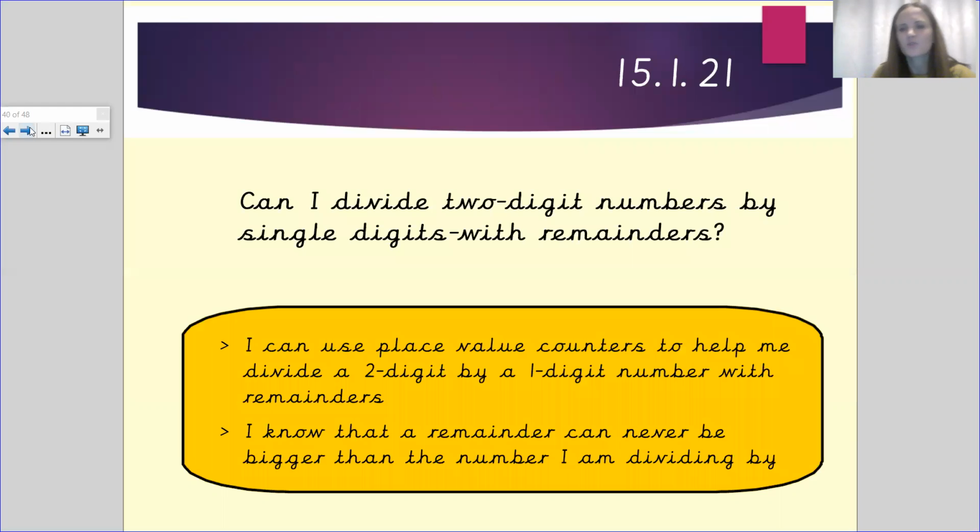Right, as mentioned previously, in today's lesson, we are going to look at dividing two-digit numbers by a single digit with a remainder. And a remainder is the number that is left over that cannot be divided into equal groups.